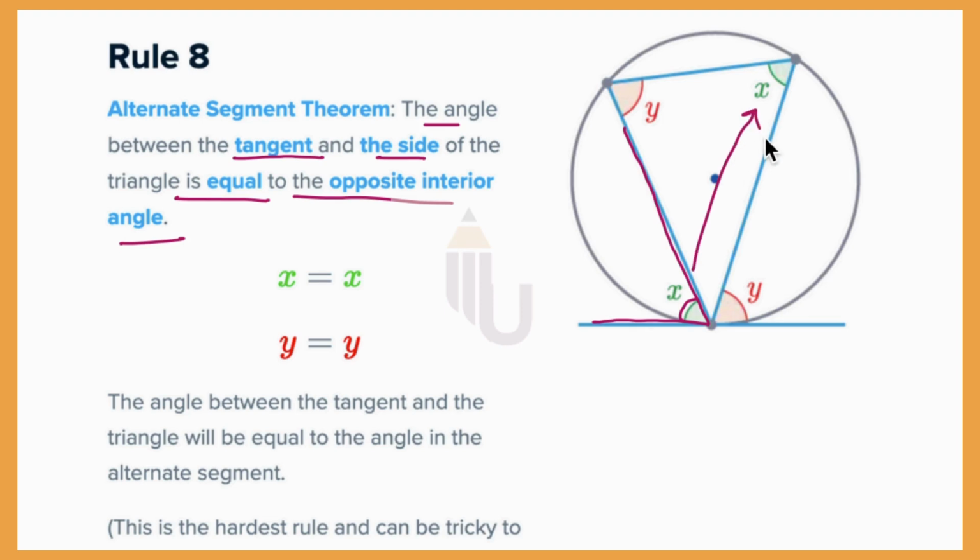Okay, alternate segment because this is one of the segments and the angle is present in another segment, so that's why it is called the alternate segment theorem. Okay, you should just observe the diagram carefully. If it is alternate segment, then the angles are equal. Now we'll just see a few questions just to make you understand the application of these theorems.